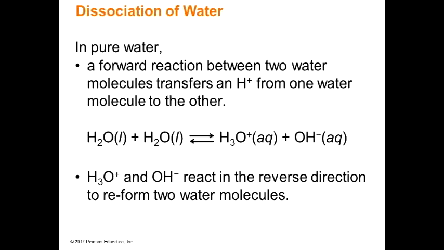In pure water, a forward reaction between two water molecules transfers a hydrogen ion. Basically, this is telling you that water itself looks like hydrogen ion and hydroxide ion. Okay? That's what water itself looks like. So we have hydrogen ion and hydroxide ion, and the reverse reaction reforms water molecules. So this is the equilibrium in water, and this is how we like to write it. This is H3O plus, which is the same as saying H plus. Everyone follow that? Okay?